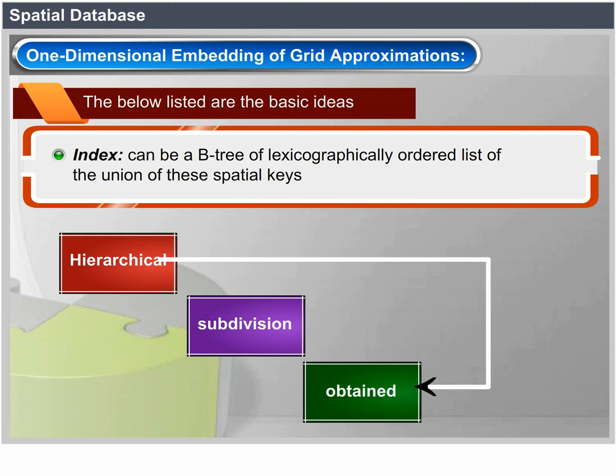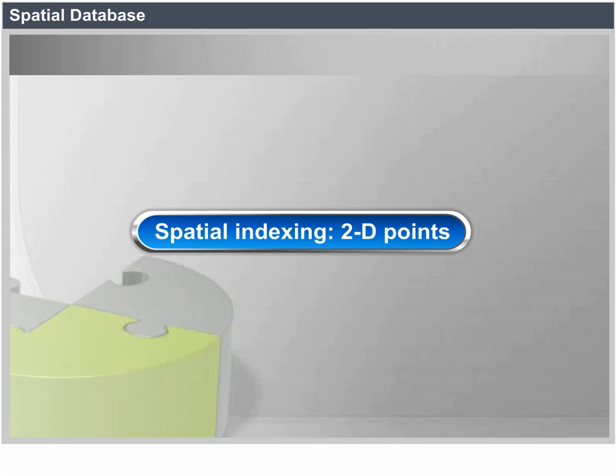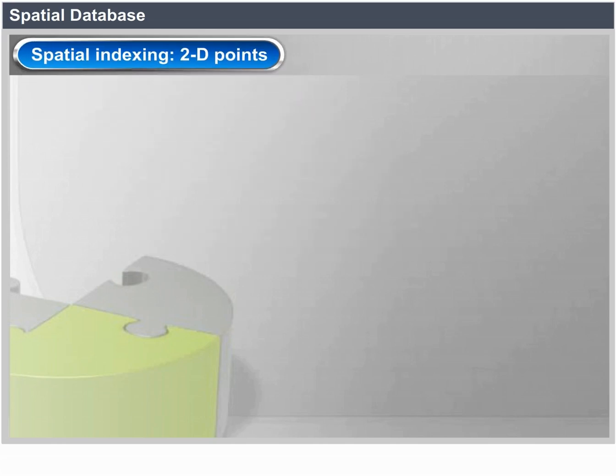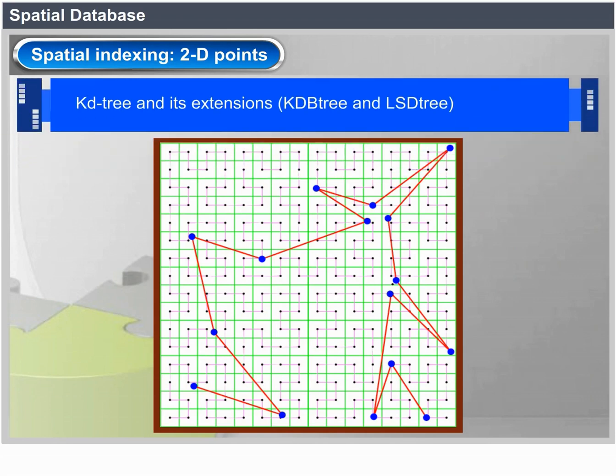Spatial indexing, 2D points. Data structures representing points have a much longer tradition. KD tree and its extensions, KDB tree and LSD tree. Grid file, organizing buckets into an irregular grid of pointers.